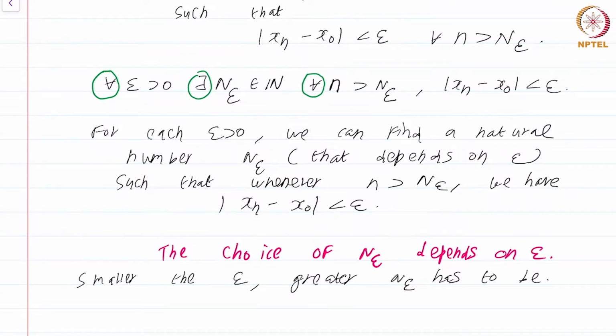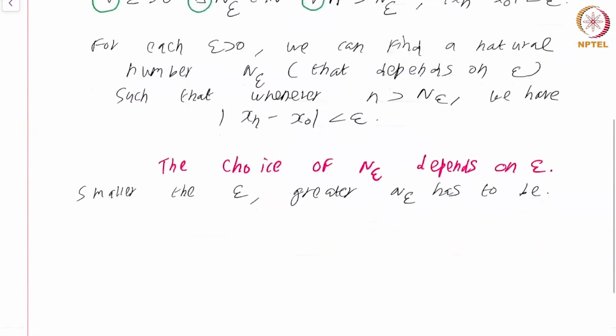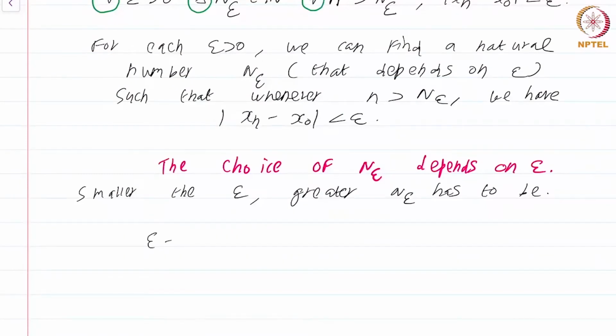Essentially, if epsilon is really small, we have to go further along the sequence so that the terms of the sequence are at max epsilon distance away from the limit. Okay. So you should think of epsilon as setting a target zone around the limit. And the role of N_epsilon is to ensure that x_n, whenever n is greater than N_epsilon, is always within the target zone.